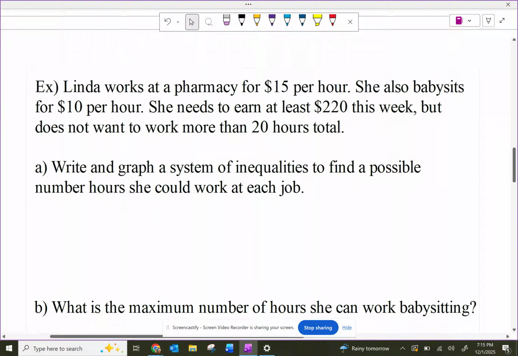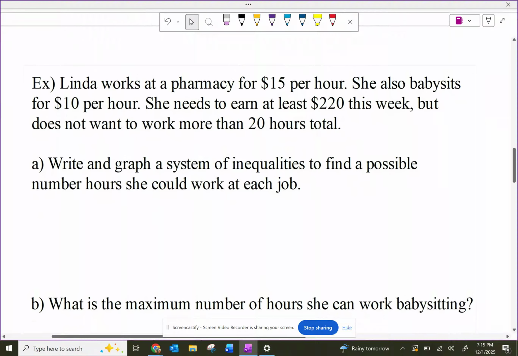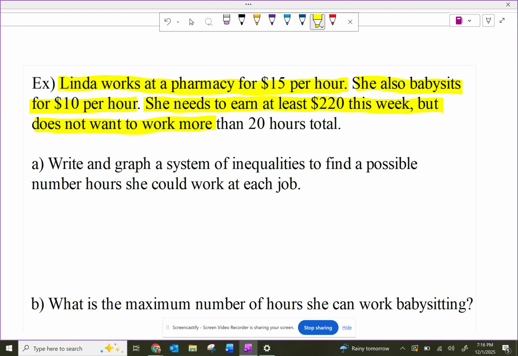Okay, so now we're going to read a situation, see if we can model it with inequalities, graph the system, and then be able to find out potential solutions. So this first example, Linda works at a pharmacy for $15 an hour. She also babysits for $10 an hour. She needs to earn at least $220 this week, but does not want to work more than 20 total hours. Write and graph a system of inequalities to find a possible number of hours she can work at each job.